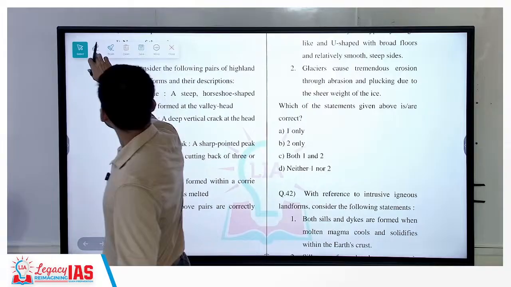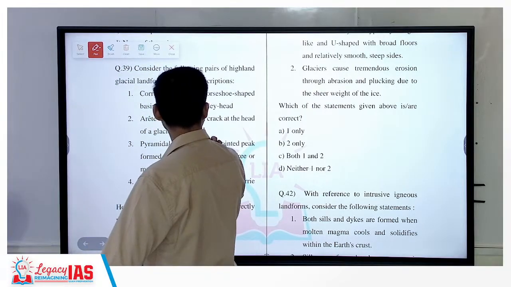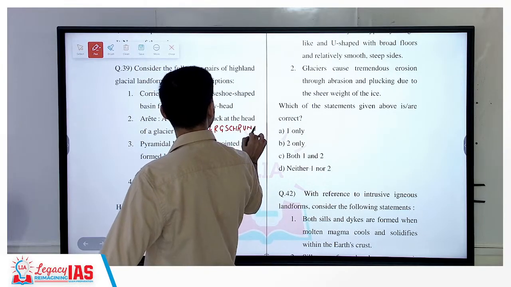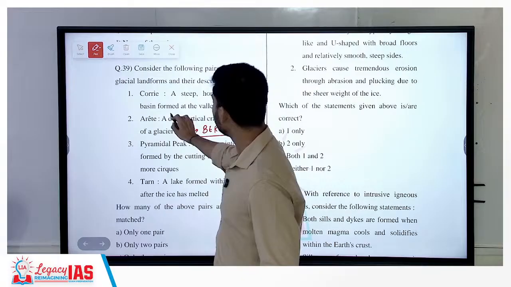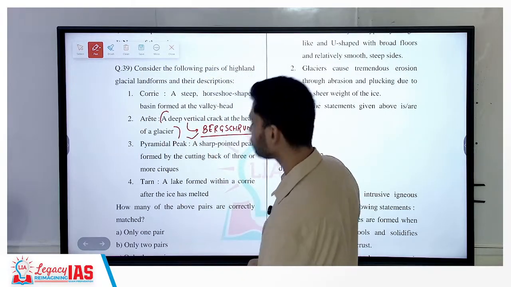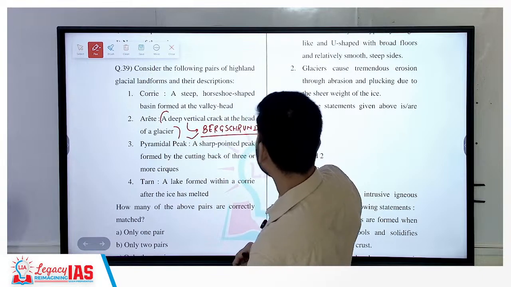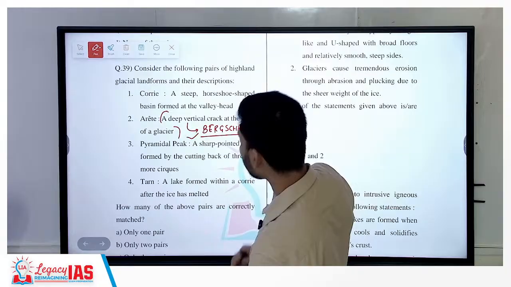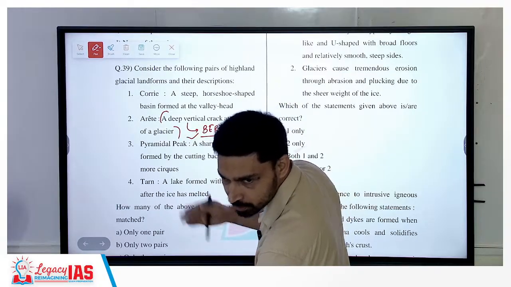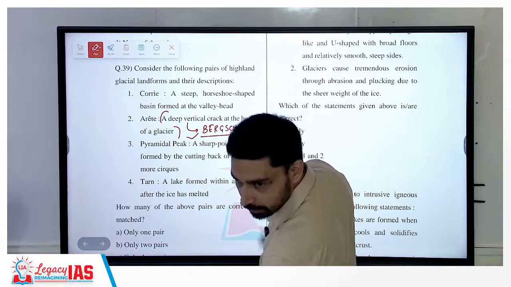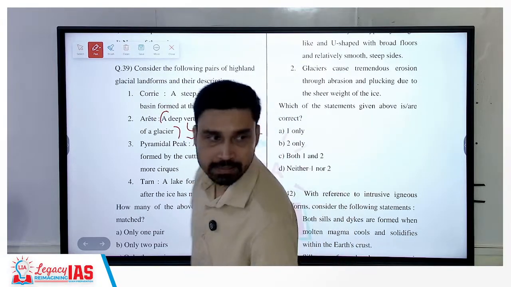The definition that is given here is the definition of a landform that you will find called Bergschrund. Okay, so the definition given here is of Bergschrund. It's not of arete. Right. Pyramidal peak, sharp pointed peak formed by the cutting back of 3 or more cirques. Okay, that we have discussed. Horn basically. Tarn, what we have discussed? Tarn Lake, where do we find Tarn Lake? In the cirque or corrie.